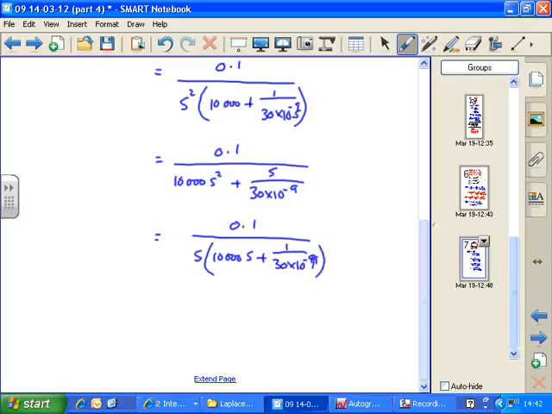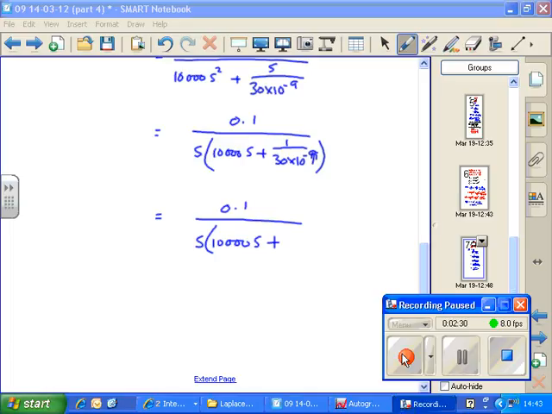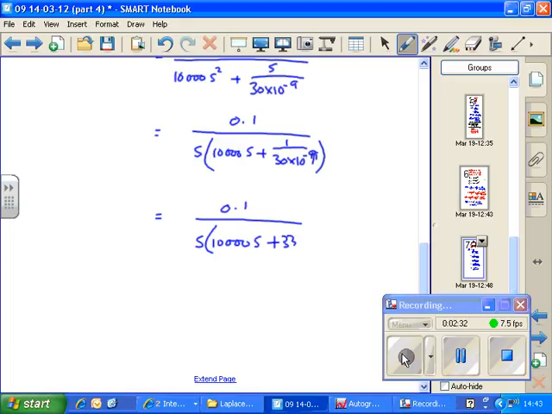If we work out what 1 over 30 times 10 to the minus 9 is, that might help us to make it look a little bit more straightforward. So this equals 0.1 over S into 10,000 S plus 33.3 times 10 to the 6.